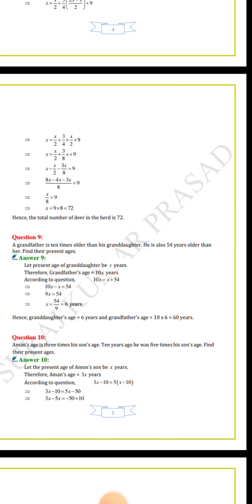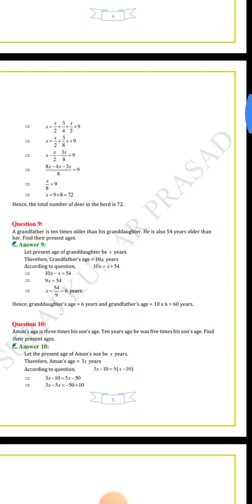Then if we take LCM, we can get 8x minus 4x minus 3x by 8 equals 9. Then x by 8 equals 9. Then x equals 9 into 8 and the value of x is 72. Hence the total number of deer in the herd is 72.